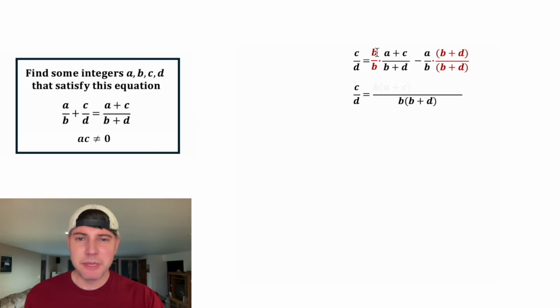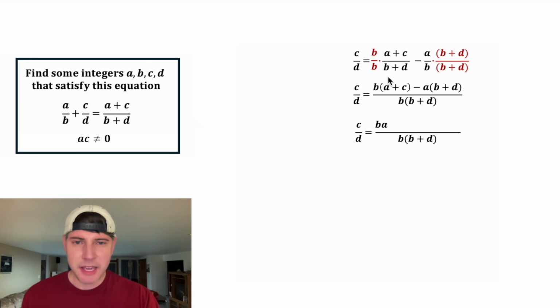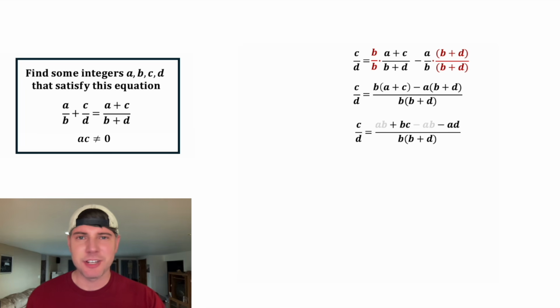And on top we'll have b times a plus c minus a times b plus d. And this will still be equal to c over d. Next, up here we can distribute this b to both of these terms, and we can distribute the negative a to both of these terms. It'll be ba plus bc minus ab minus ad. This ba is the same thing as ab, and this positive ab and this negative ab will cancel each other out. And now we can smush everything together.